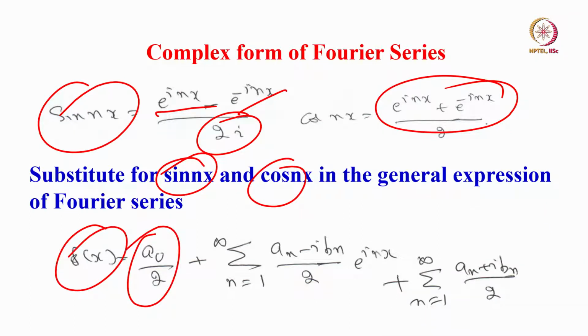Then it turns out to be a n minus i b n by 2, because we are talking about sin and cosine expressed in terms of e to the power of i n x plus e to the power of minus i n x by 2 and other things like this. And then this is another part you are going to write. This is for the cosine part, this is for the sine part.